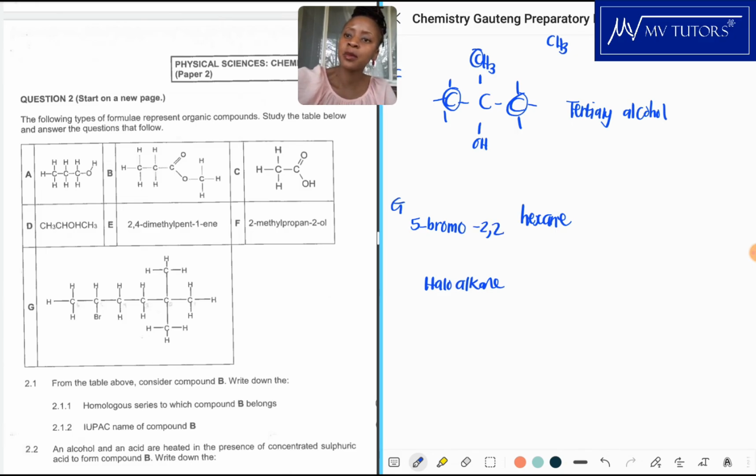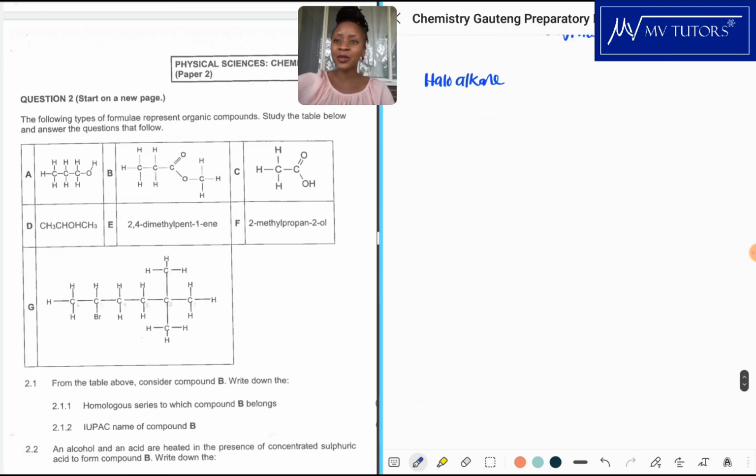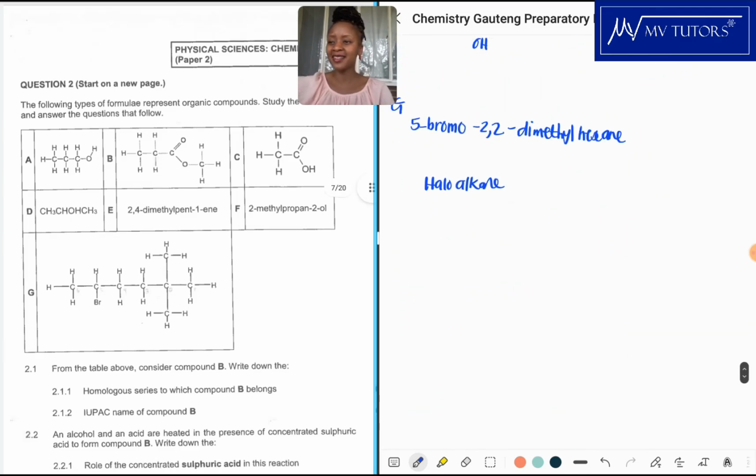Then we have 2,2-dimethylhexane. Okay, so the numbering of carbons starts at a branch, but with the naming, you have to look at alphabetical order. Okay, now we can start answering the questions. I won't be writing the answers down. I'll be like, yeah, that's the answer right there. We discussed it.